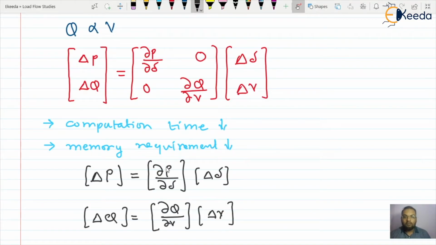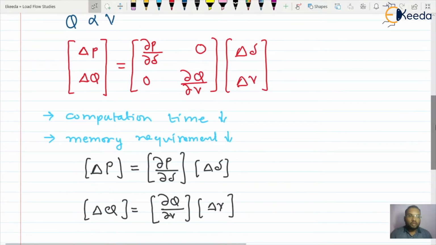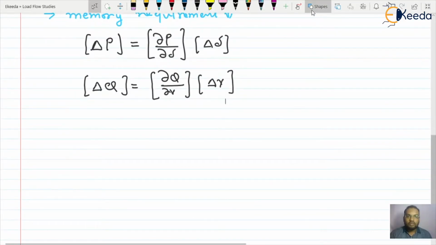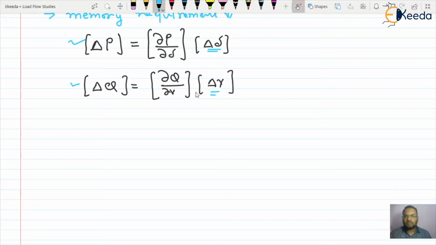Now we have to solve these equations. Earlier we were getting more equations because in the Jacobian matrix all the terms were present. Now as the terms have reduced, the steps are getting reduced. We have to solve these two equations to get these corrections. So there are two different methods available for solving these equations.